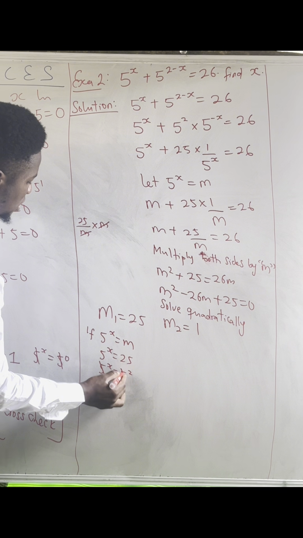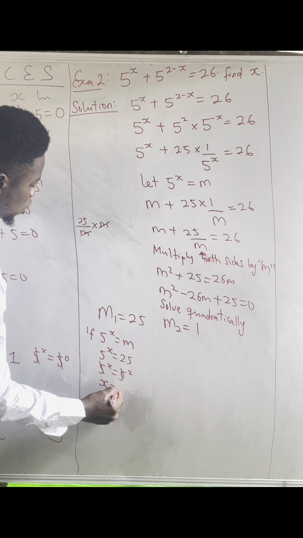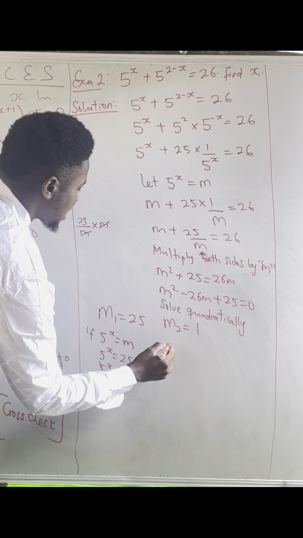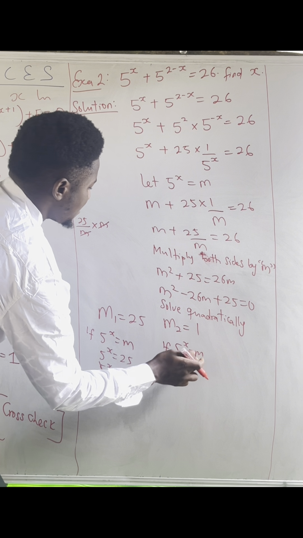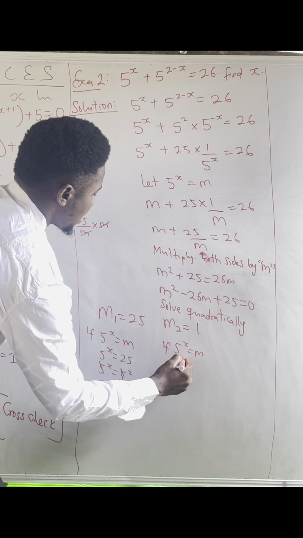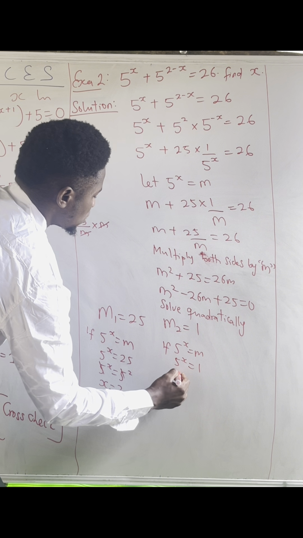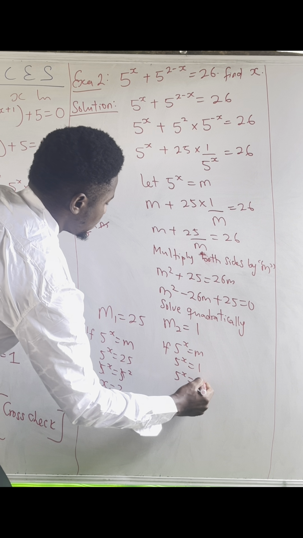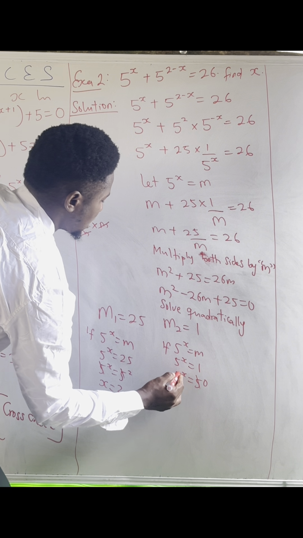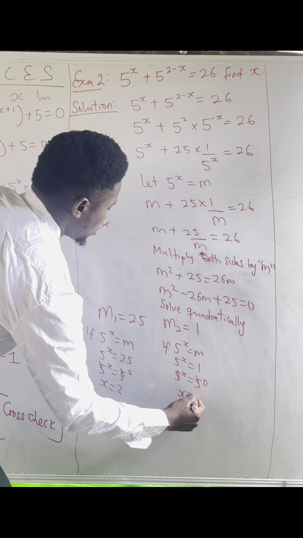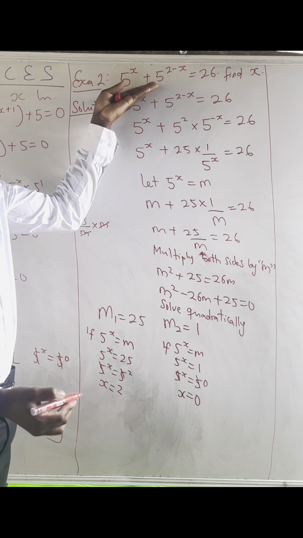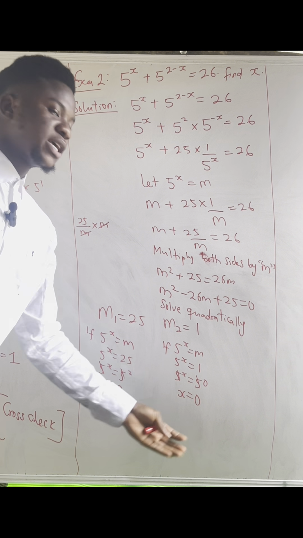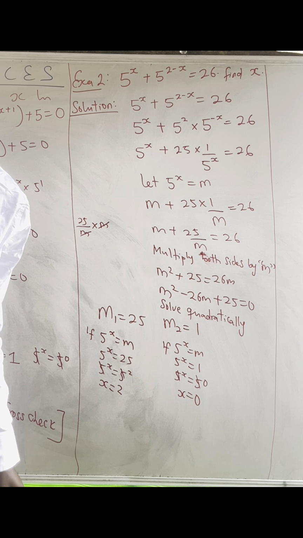Then this 5 cancels this 5, so my x is equal to 2. Also for this, I will say if 5 raised to power x is equal to m, and my m is 1, that will be 5 raised to power x is equal to 1. This will be 5 raised to power x is equal to 5 raised to power 0. This cancels this, then my x is equal to what? 0. This simply means that the value for x for this expression is what? 2 and what? 0. Guys, don't forget, let us cross check.